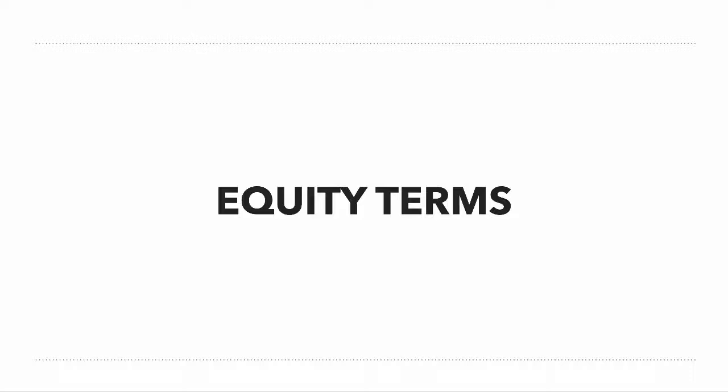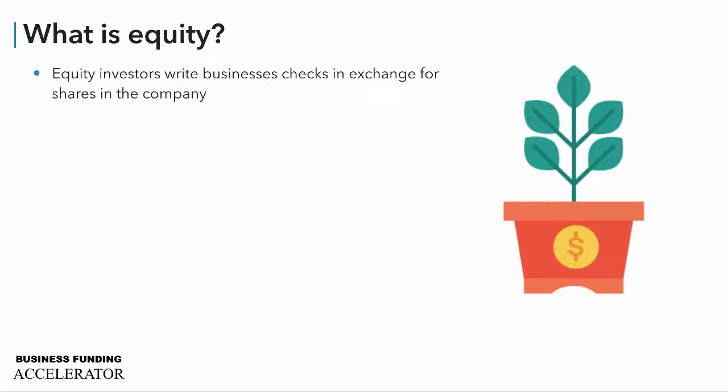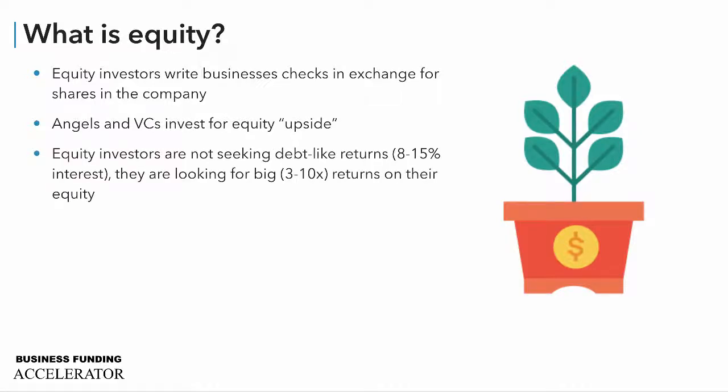Let's next talk about equity terms. So first, what really is equity? Well, equity investors write business checks in exchange for shares of the company. They're going to own a portion of your company. Angels and VCs invest for the equity upside as well. Remember how we talked about them owning, let's say, 20 or 30% or 40% of your company. If you sell it for $100 million, they will get at least that $30 or $40 million out of that 100. And so they're looking for big upside that equity offers.